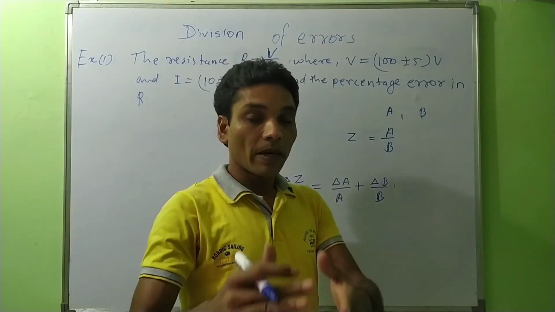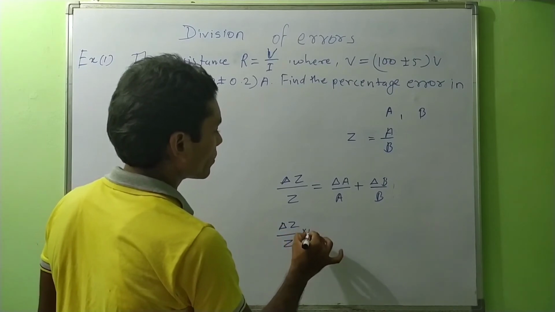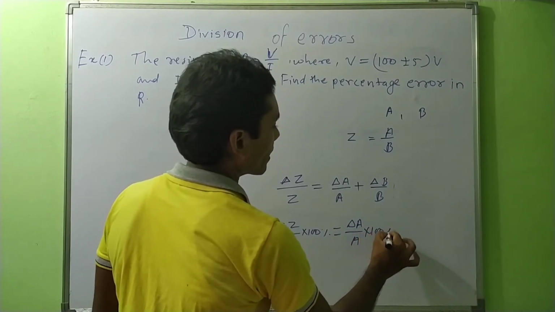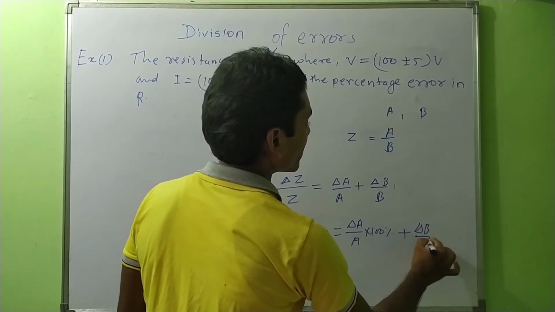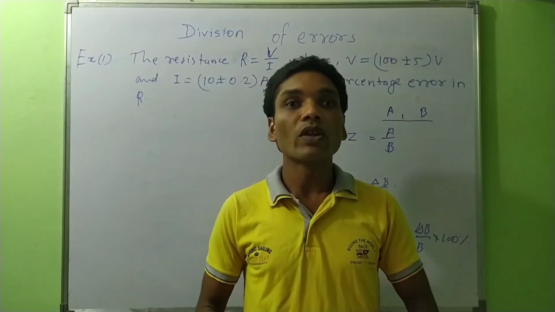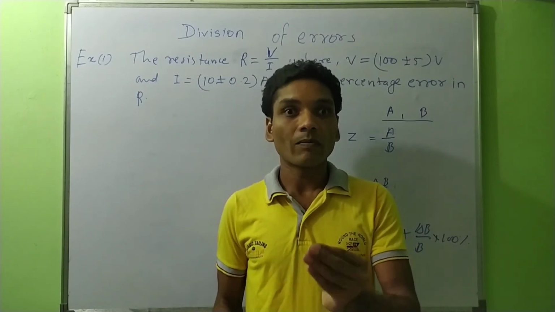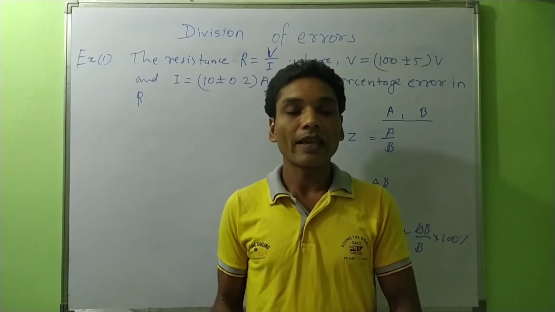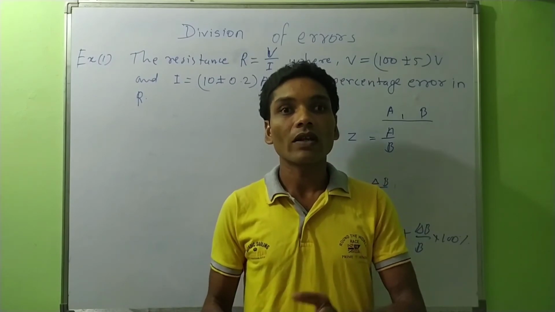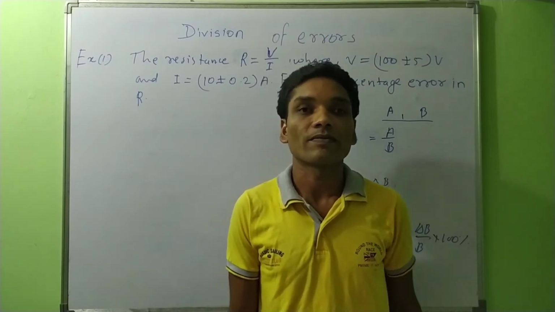So the percentage error of the division will be Δz/z into 100% equal to Δa/a into 100% plus Δb/b into 100%. You have to remember here that the formula of percentage error for the product of errors is the same as that of the formula of percentage error of division. So you should not be confused here.